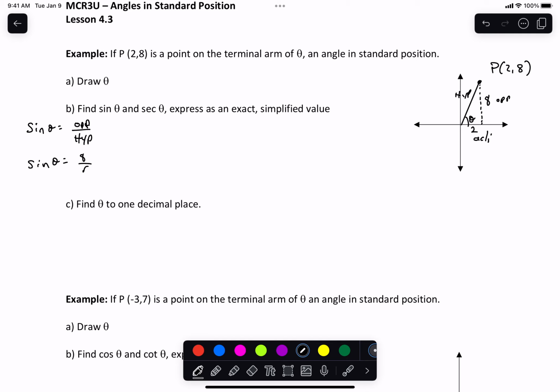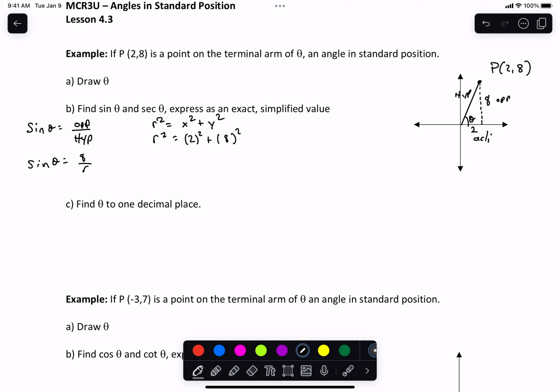X squared plus y squared equals r squared. R squared is going to equal x squared plus y squared. So r squared is going to equal 2 squared plus 8 squared. Should you ever get a negative answer for this? No.